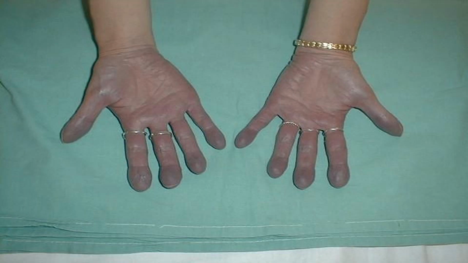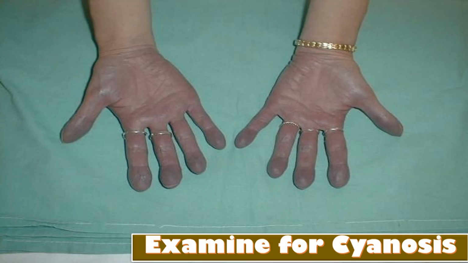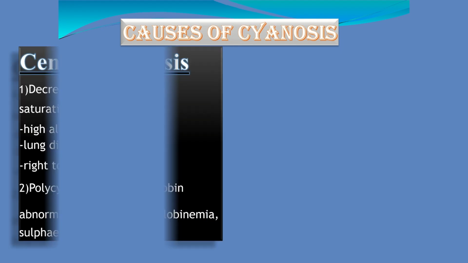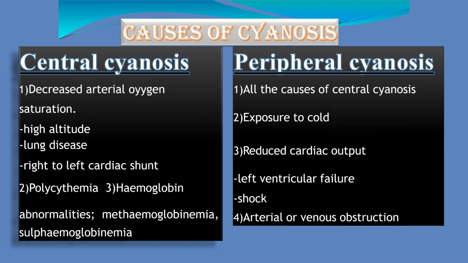Also examine the hands for cyanosis. Cyanosis is the bluish discoloration of the skin. Some causes include Raynaud disease, cardiovascular problems, and hypothermia. Here we have the central and peripheral causes of cyanosis. The central causes include decreased arterial oxygen saturation, like in case of the high altitude, the lung disease, and right to left cardiac shunt. Other causes include polycythemia and hemoglobin abnormalities.